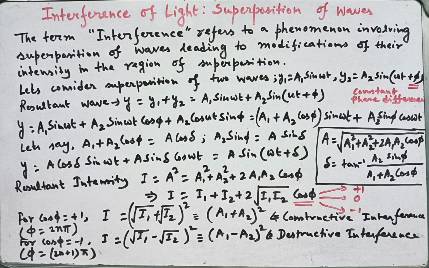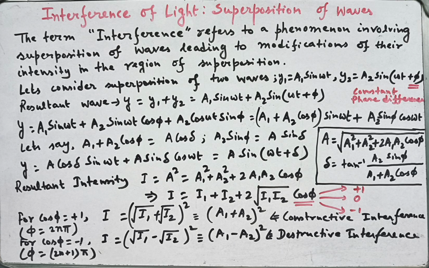Now let's say a1 plus a2 cos phi is A cos delta, and a2 sine phi equal to A sine delta. So this capital A is the resultant amplitude, which will be coming out as root over (a1 square plus a2 square plus 2 a1 a2 cos phi), and this delta is the resultant phase, if I tell. So that will be tan inverse of a2 sine phi divided by (a1 plus a2 cos phi).